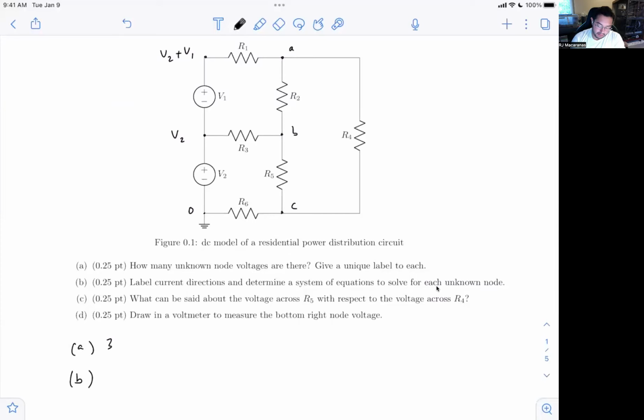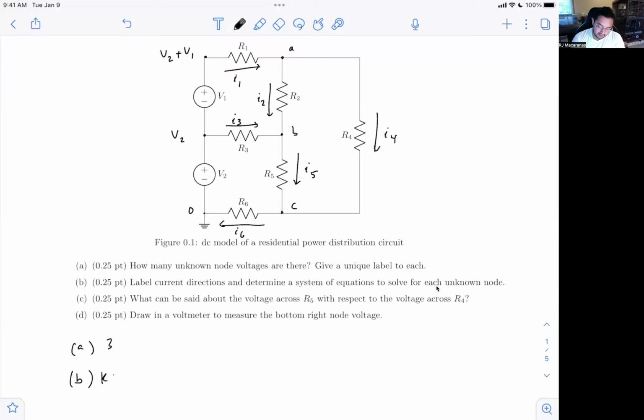And for part B, we are going to label the current directions. So I've got I1, I2, I3, and I'm just going to label them all going down to the right and then recombining through R6 to get back to ground. And it doesn't matter how you do this as long as you write the equations appropriately.